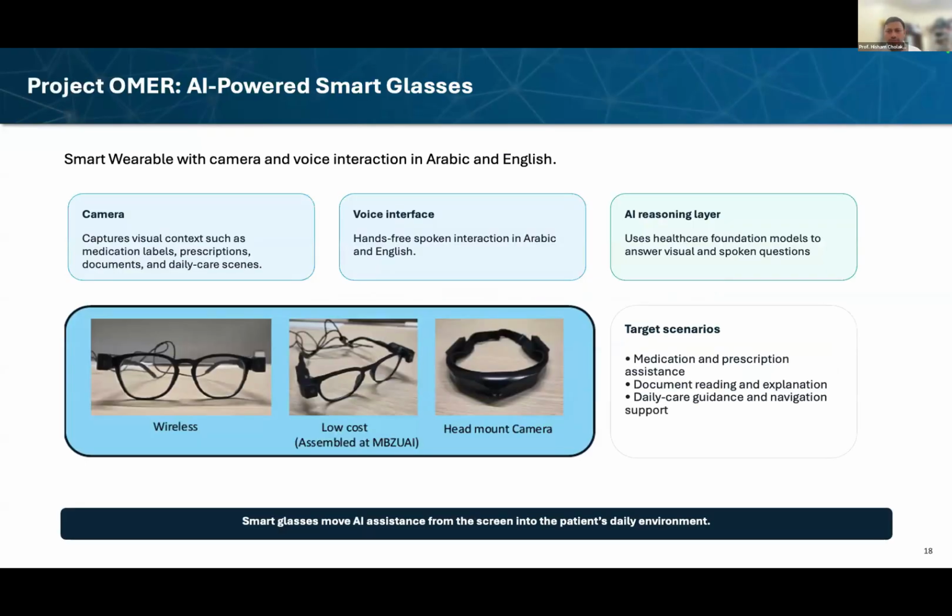So at MBZUAI, I'm leading a project called Project Omar, where the objective is to build a multimodal LLM, or multimodal AI, for smart glasses, tailored for the MENA region. Like I said, this glass could be adapted to read medical prescriptions, or even support daily care and navigation. Later, I'll also discuss one of our ongoing projects, on how this glass could be helpful even in some medical documentation.